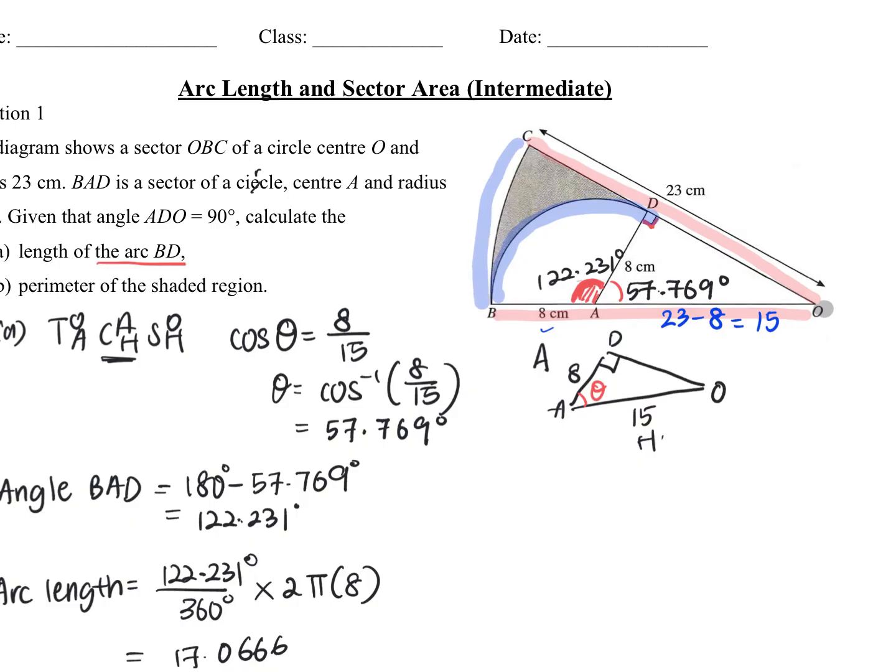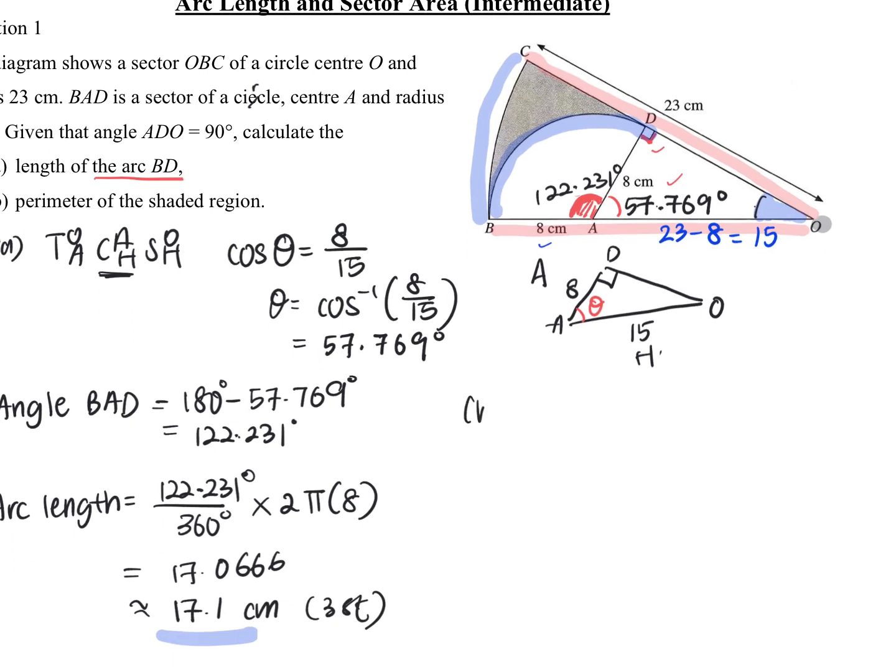So this arc BC corresponds to the angle over here. So technically speaking, I need to find this angle. Well, I already found this angle is 57.769. I already know this is 90. So information, number one, first step, this angle over here. Okay, part B, I should do part B here.